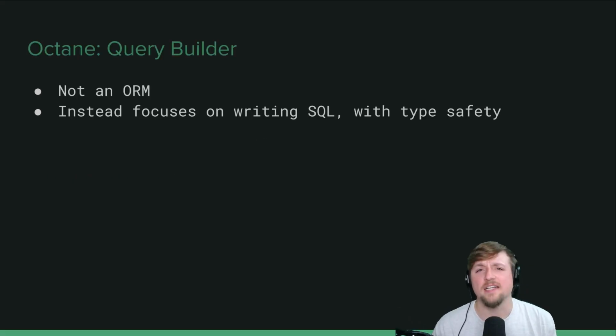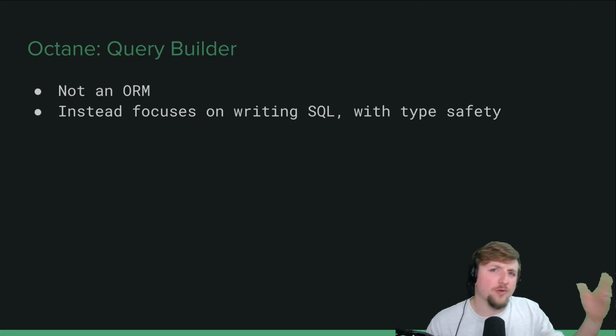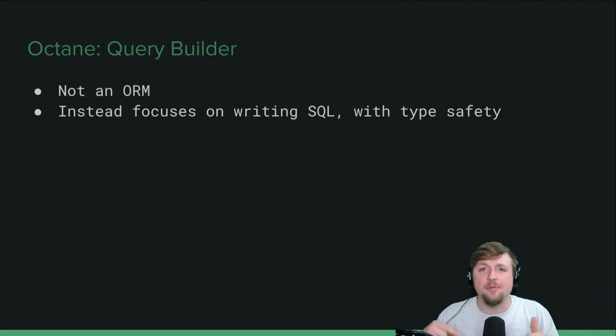So, what is Octane? Octane is a query builder, and what that means is it's not an ORM. It's not an active record style thing where you request something from the database and you operate on that object and then maybe call save at the end. No, instead, Octane is about constructing type-safe SQL inside of OCaml and then being able to confidently interact with your database in the same way that it feels like interacting with the rest of your system.